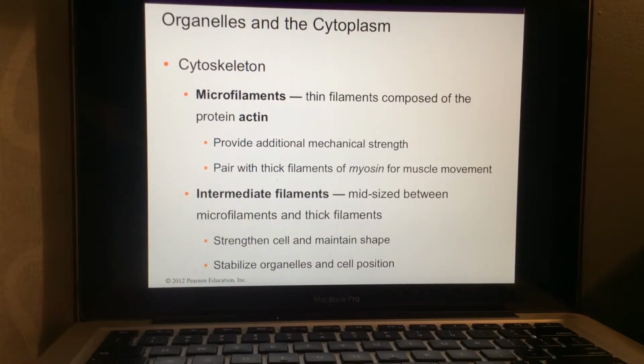Intermediate is the mid-size between the micro and the thick filaments. So it's the most durable of all the cytoskeletal elements. And that's because it has collagen in it. So, for example, keratin of skin, it allows skin to be very strong but resist stretching. So it's going to stabilize the position of the other organelles, but also provide lots of strength.